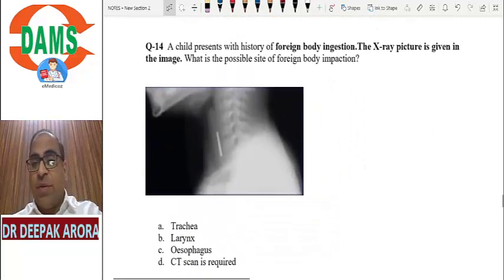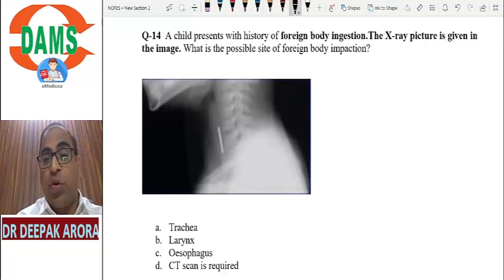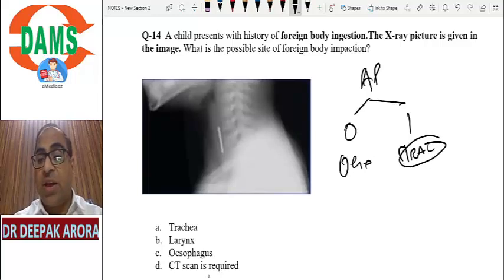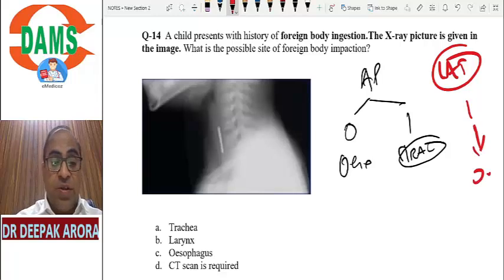Coming to the next one, an often repeated question, beta: a child with a history of foreign body ingestion. The X-ray picture is shown to you. It is a lateral view, beta. On AP view, if the foreign body is showing you a circle, it is the esophagus. If it is showing a line, that is the trachea. When it comes to the lateral view, everything is reversed. So on lateral view, if it is a line, it is your esophagus. So in this MCQ, the answer will be option C, because this is a lateral view and it appears like a line. Okay.